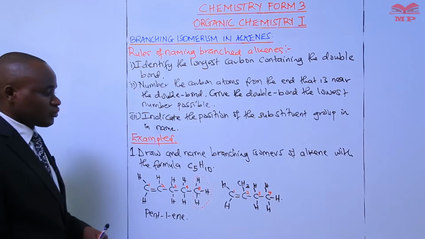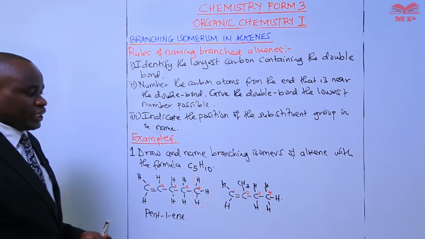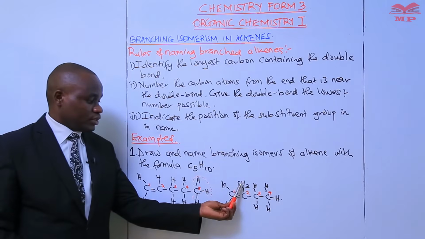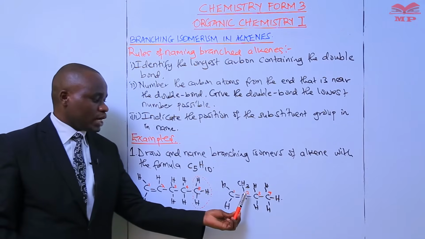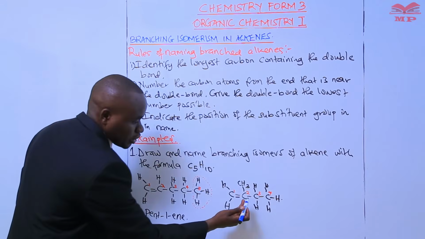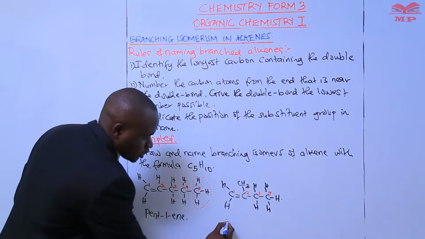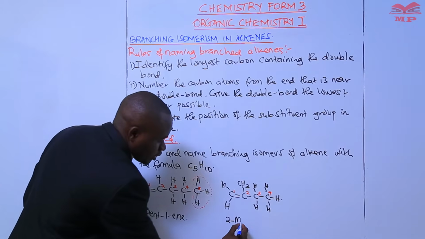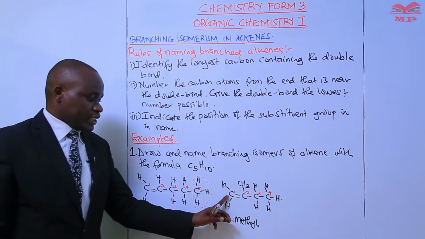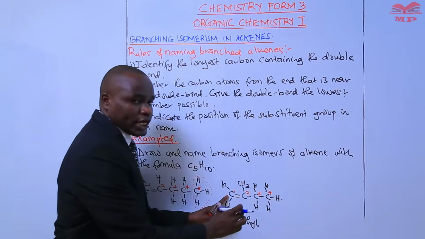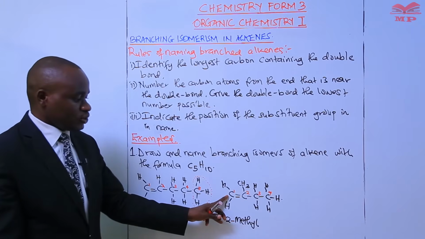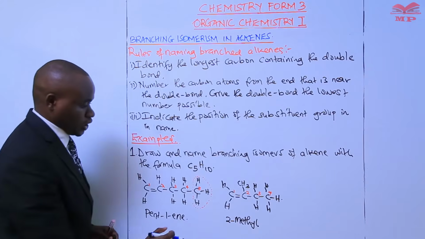So we have numbered. After numbering, you can now try and give the name, putting in mind that we have a substituent group here, which is a methyl. And this methyl is attached to carbon number 2. Therefore, the correct name for this compound will be 2-methyl. And then the parent now has 4 carbon atoms, and we know that an alkane that has 4 carbon atoms has a prefix of but. So that is what we start with.